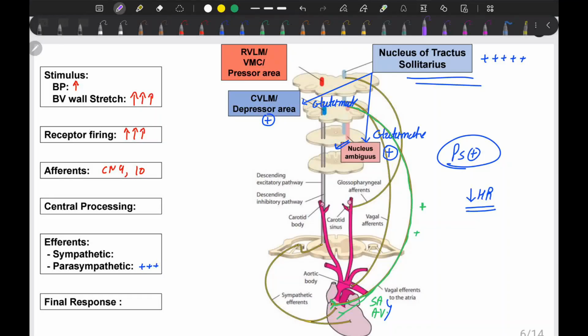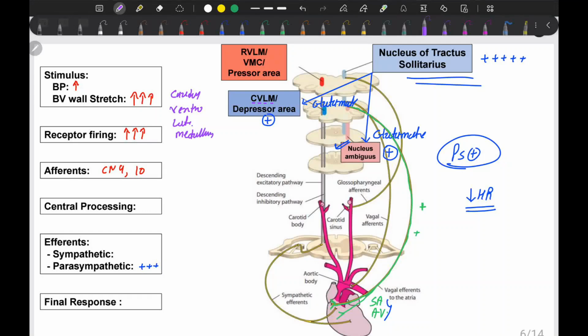Now we'll see the depressor area. This depressor area is also known as CVLM. The fancy name CVLM has a simple meaning: CVLM means caudal ventrolateral medullary nucleus.